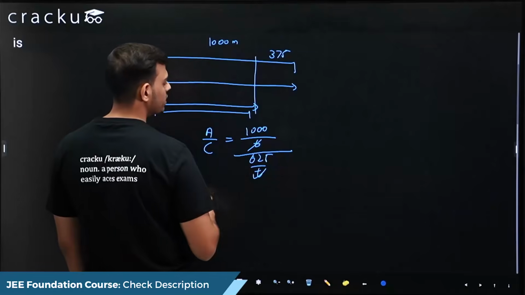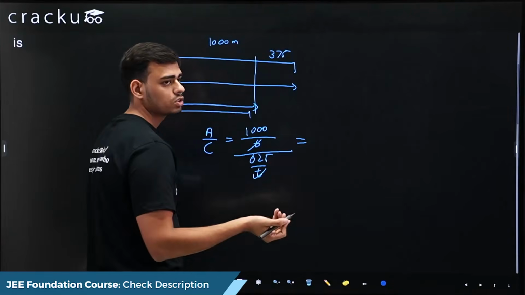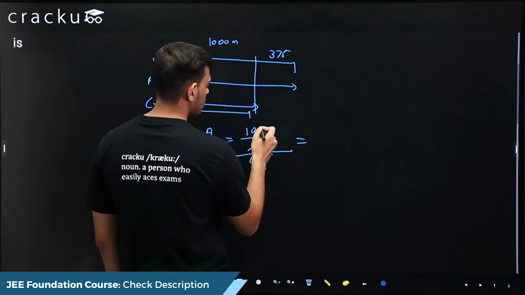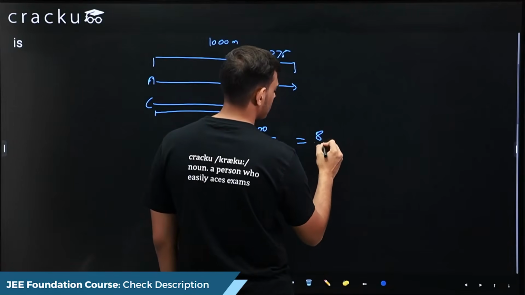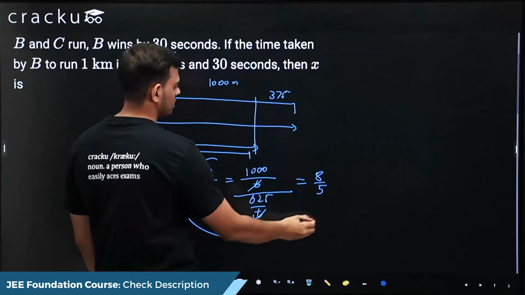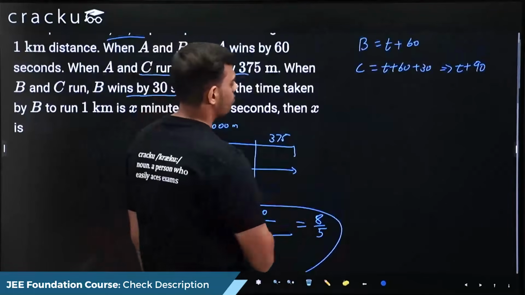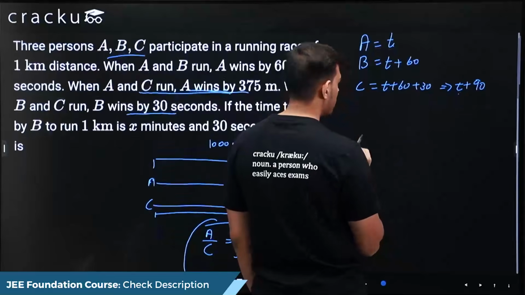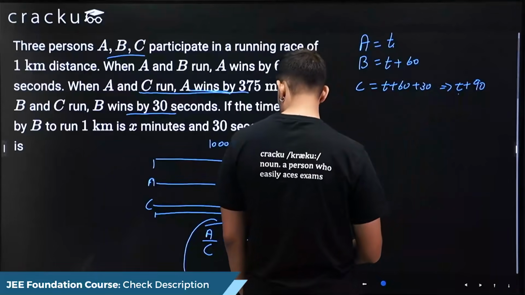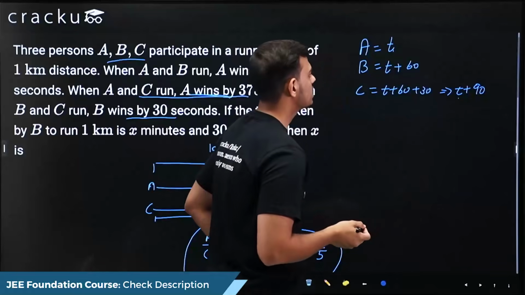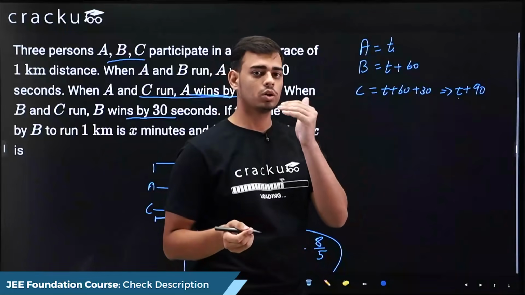So the ratio of speeds will be the ratio of distances only if they have covered the distance in equal time. 1000 by 625 is nothing but 8 by 5. Okay, so the ratio of speeds of A and C is 8 by 5. This is the time taken. Okay, we have the time taken, we have the ratio of speeds. Let us assume this is the time taken for covering 1 kilometer, the whole racetrack.